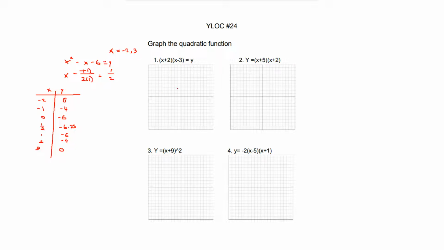So we go here. We graph -2 is 0. -1 is -4, 0 is -6 down here. 1/2 is -6.25, so right there. 1 is at -6. 2 is at -4. And 3 is at 0. So our graph would look something like this.